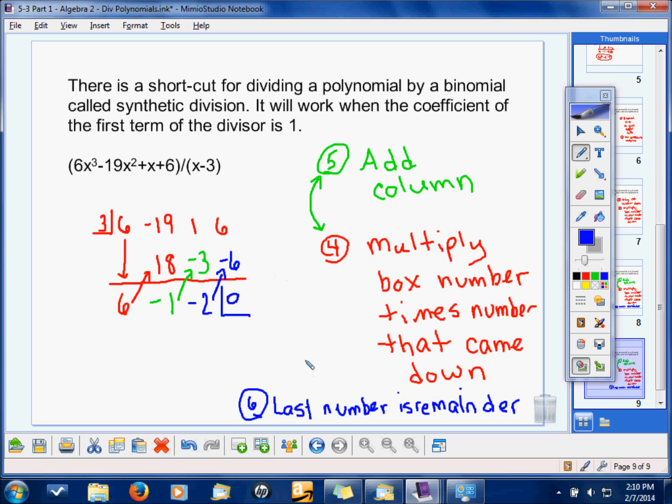Is 0 always going to be the remainder? No. 0 will not always be the remainder. As a matter of fact, I want to do one that is not going to be a remainder of 0 next. Okay, so let's go on with this.